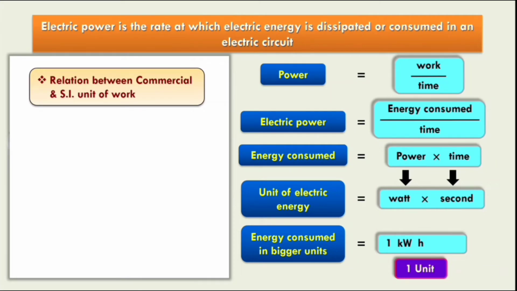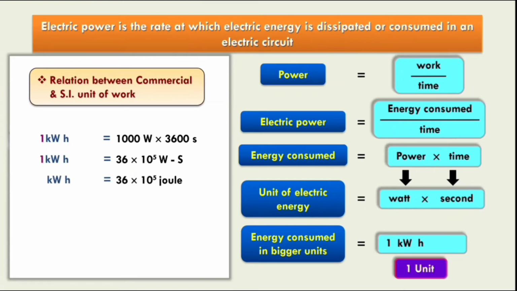Now see the relation between the commercial and SI unit of work. Here 1 kilowatt hour equals 1000 watt into 3600 seconds. 1000 watt means kilowatt, and the hour we have to convert into seconds, so it is 3600 seconds. Now 1 kilowatt hour equals 36 into 10 to the power 5 watt second, which is joule. So 1 kilowatt hour equals 3.6 into 10 to the power 6 joule. This is the value for 1 kilowatt hour.